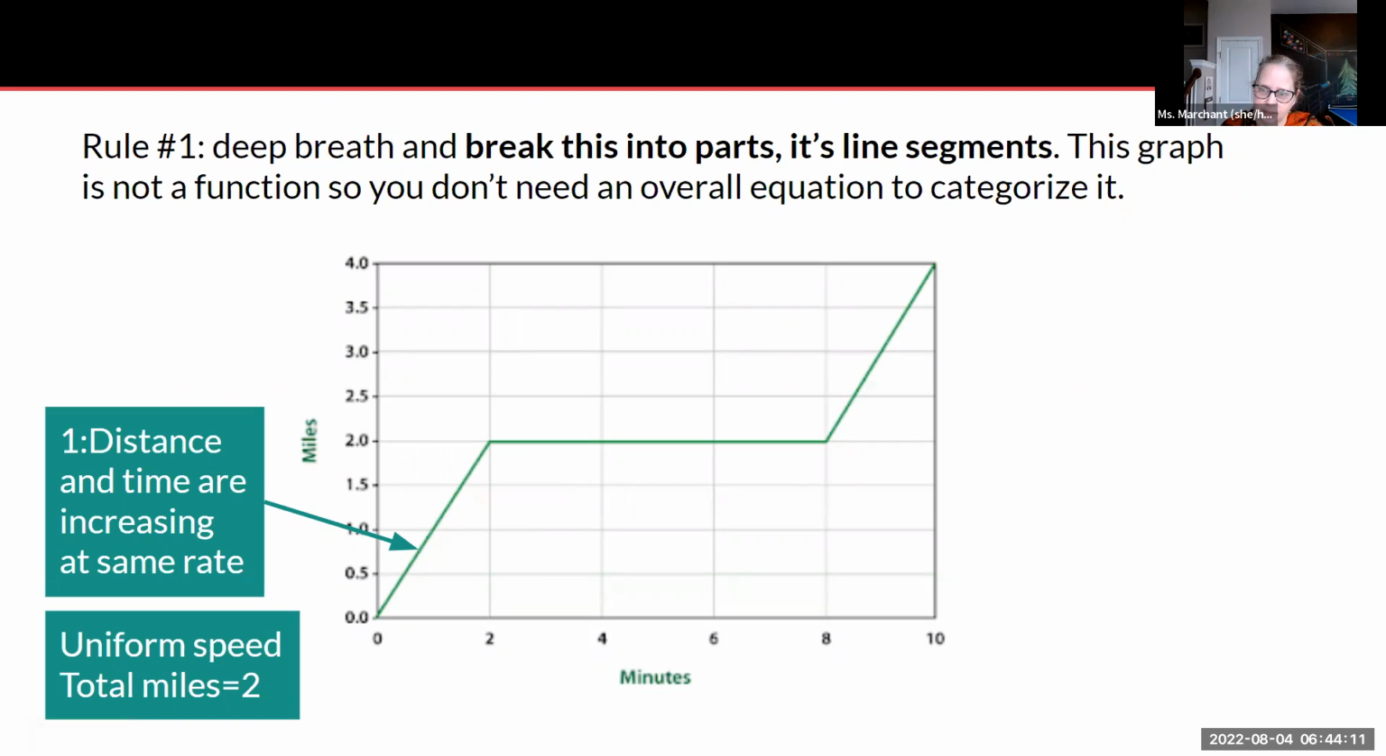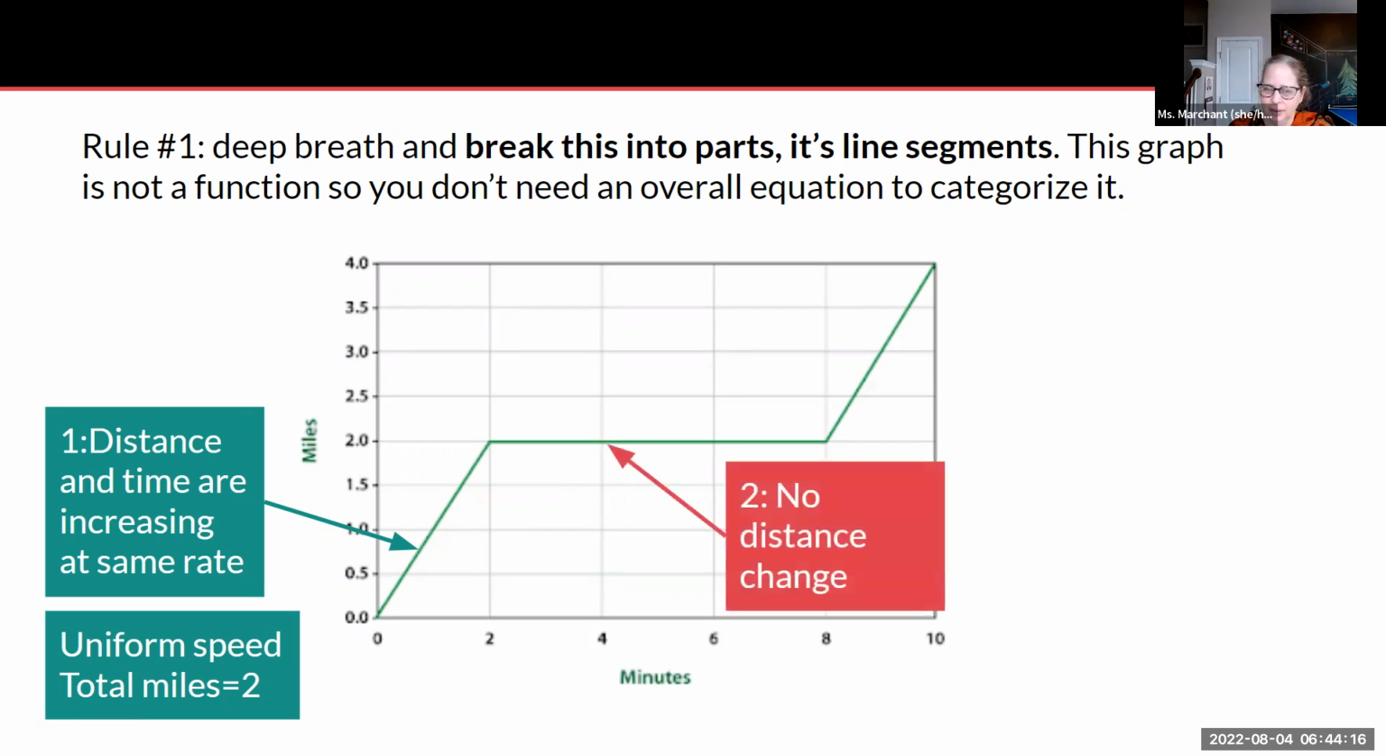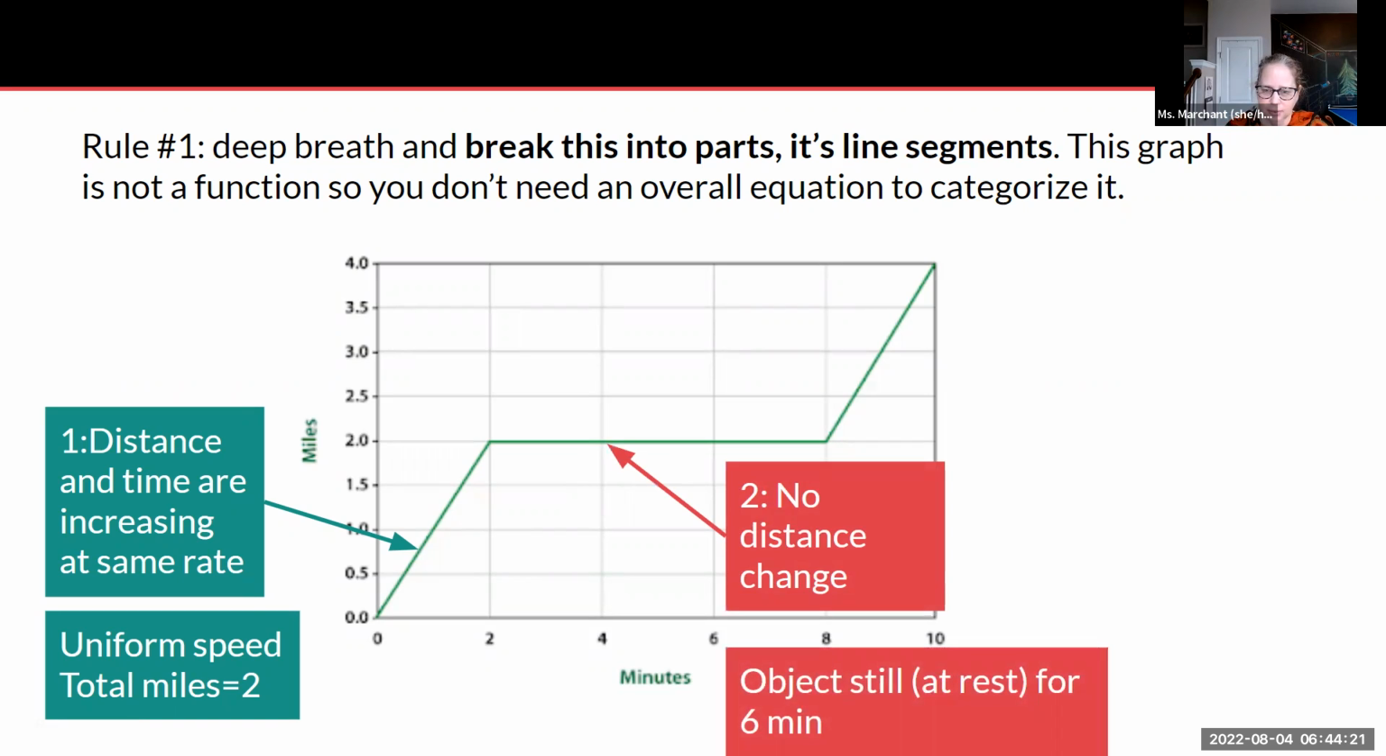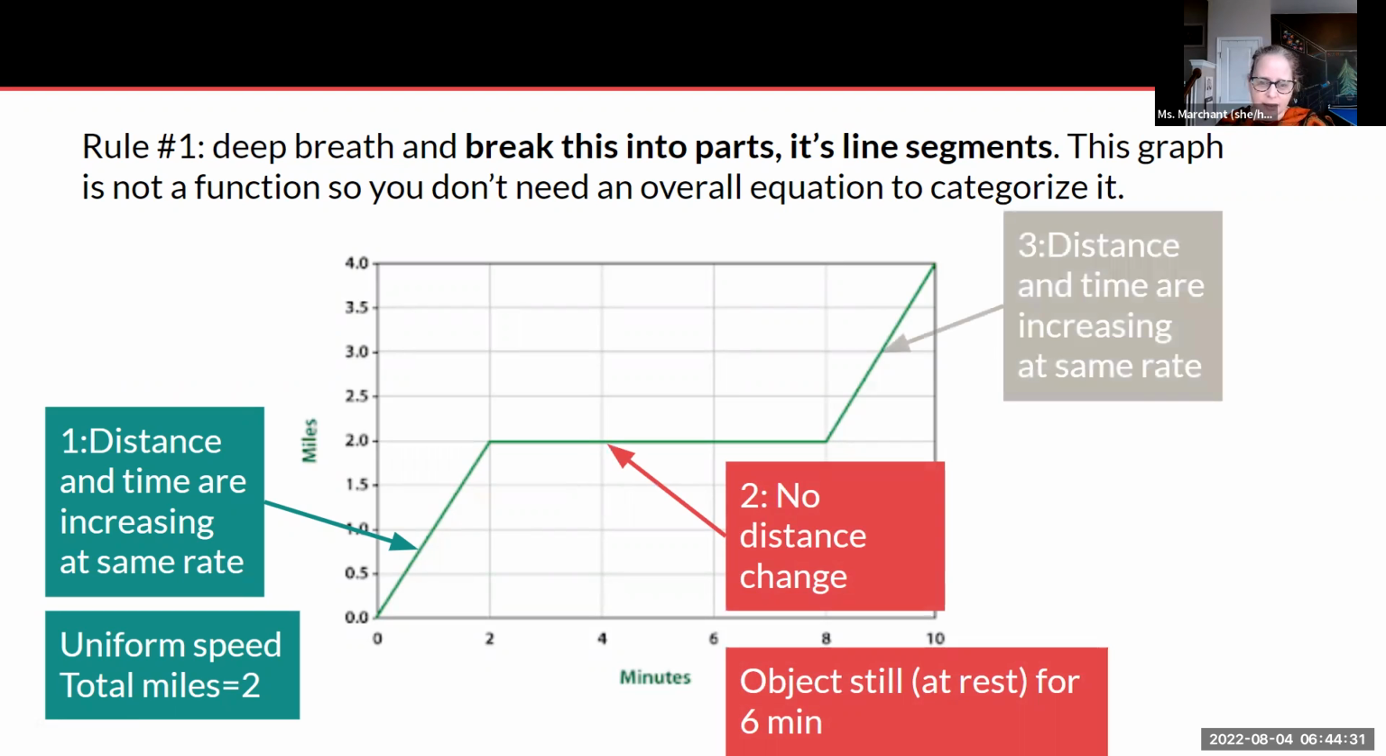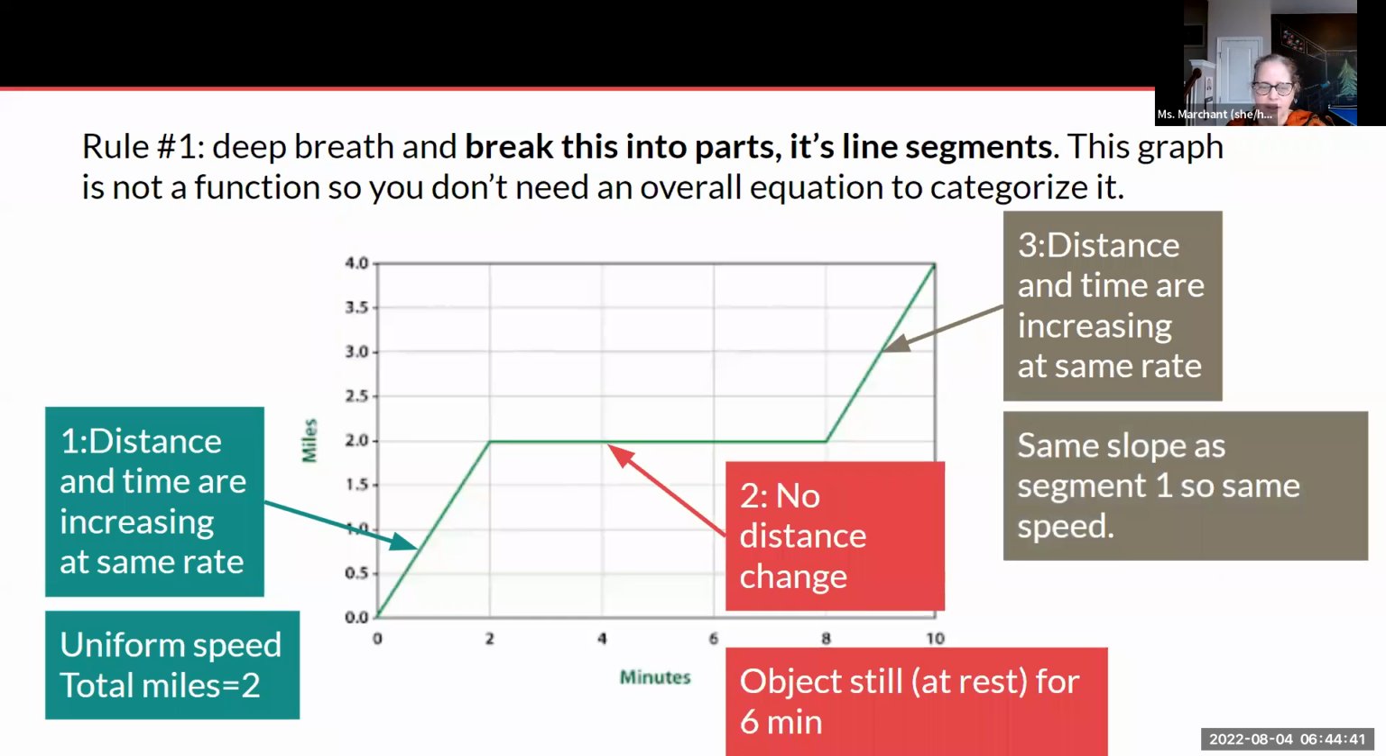Sometimes your graph doesn't start at 0, so again, read carefully. What's line segment 2? No distance change. So as we said, that is at rest, and it's at rest for 6 minutes, not 8 minutes. It ends at 8 minutes, but it's at rest from 2 minutes to 8 minutes, so 6 minutes total. And that last line actually looks like the same slope as the first one, so it's the same thing. Uniform speed for a total of 2 miles. And so we know that the first line segment and the last line segment are going at the same speed.